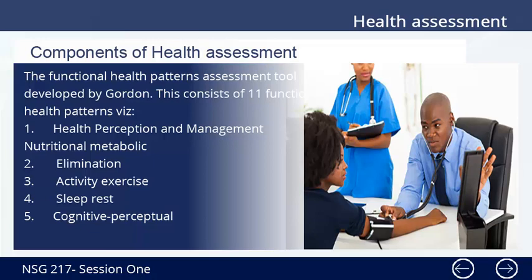However, a more popular and widely accepted approach, even though lacking a general consensus, is the Functional Health Pattern Assessment Tool, developed by Gordon. This consists of 11 functional health patterns. These are: 1. Health perception and management. Nutritional metabolic. 2. Elimination. 3. Activity exercise.